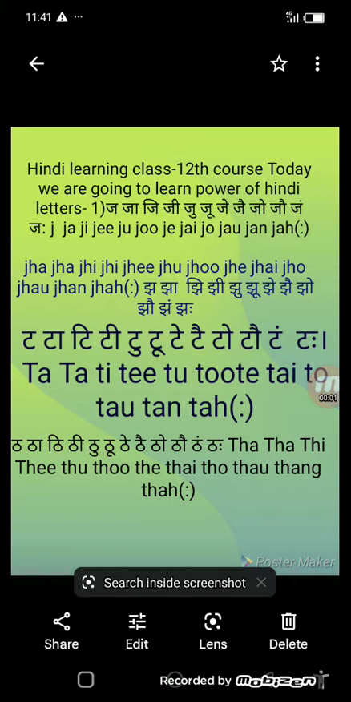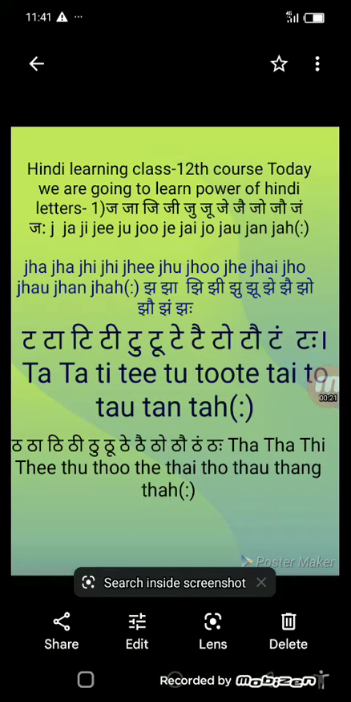Hindi learning class. This is the 12th class in the Hindi learning course. Today we are going to learn the vowel signs of Hindi letters, which are called matras in Hindi.